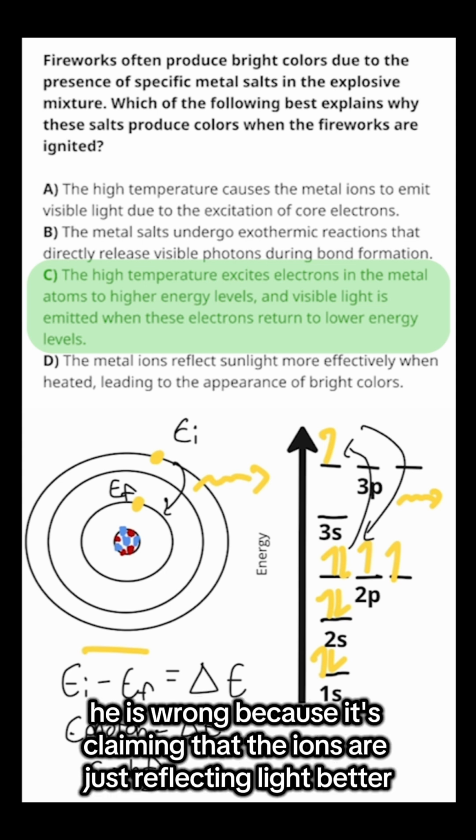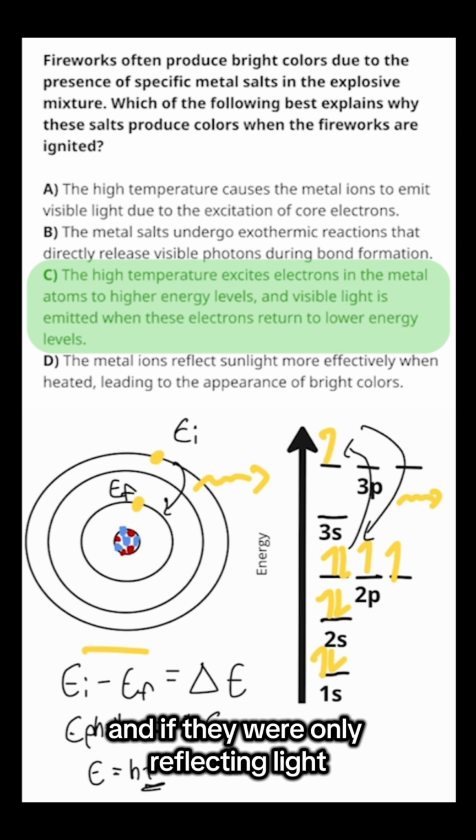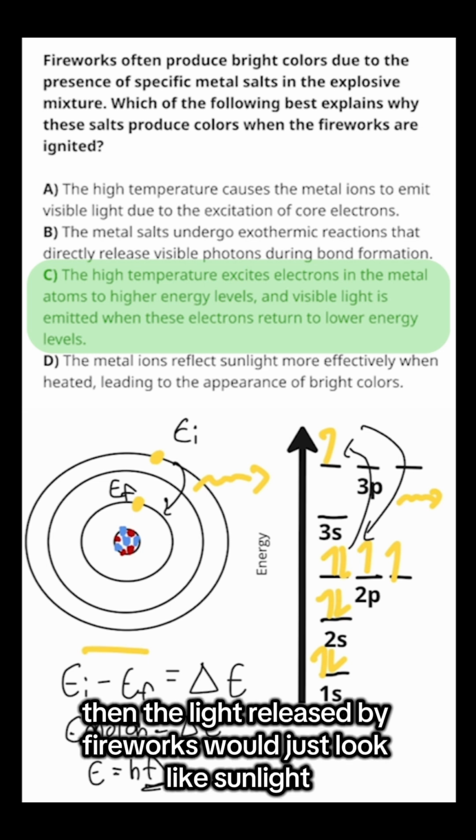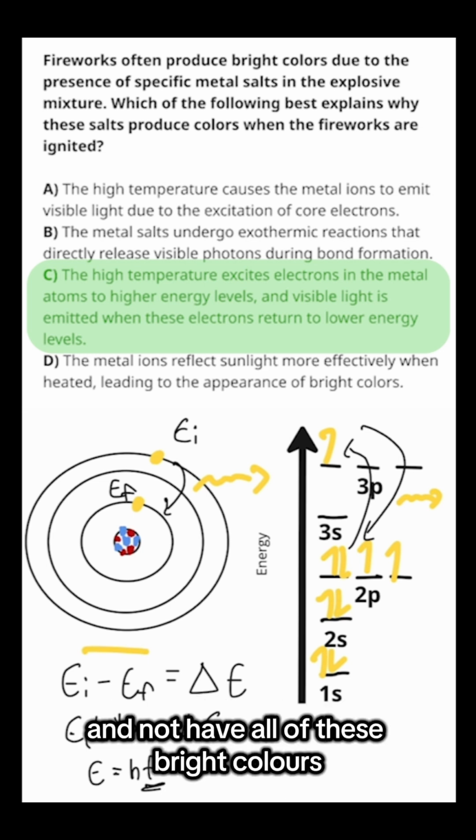D is wrong because it's claiming that the ions are just reflecting light better, and if they were only reflecting light, then the light released by fireworks would just look like sunlight and not have all of these bright colors.